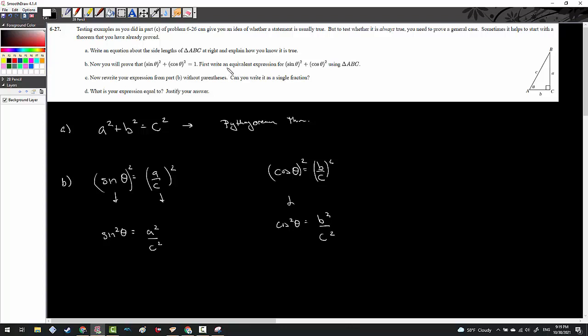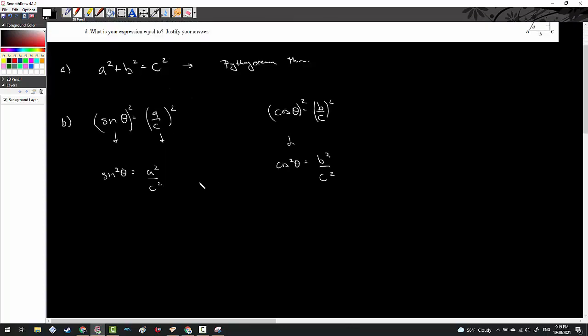Now it says write an equivalent expression for sine squared theta plus cosine squared theta using ABC. So again, now that I have a squared relationship between sine and cosine with their respective sides, I'll go ahead and say sine squared theta plus cosine squared theta is equal to, now in this case, since they are equivalent statements to a squared over c squared and b squared over c squared, I'm going to call them a squared over c squared plus b squared over c squared, right? Like this is linked to this guy, this is linked to this guy. So, one thing plus another thing is equal to their equivalent parts being added together. Hopefully that makes a certain degree of sense.